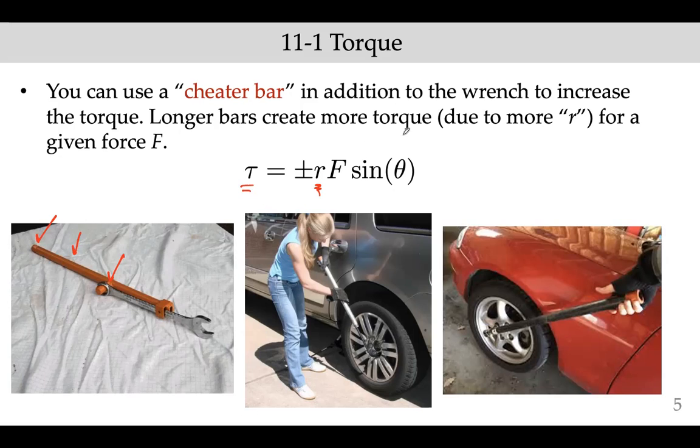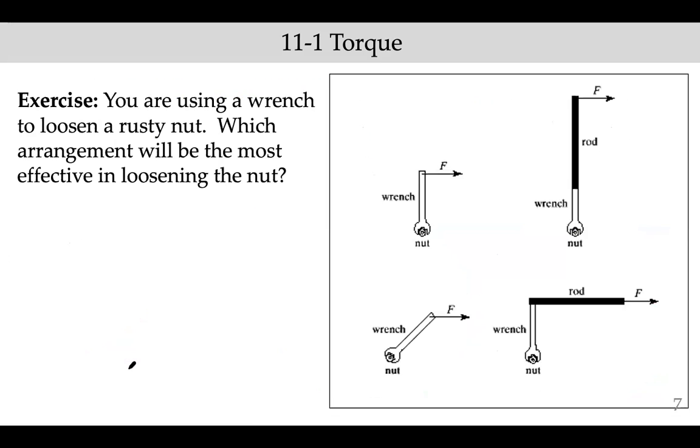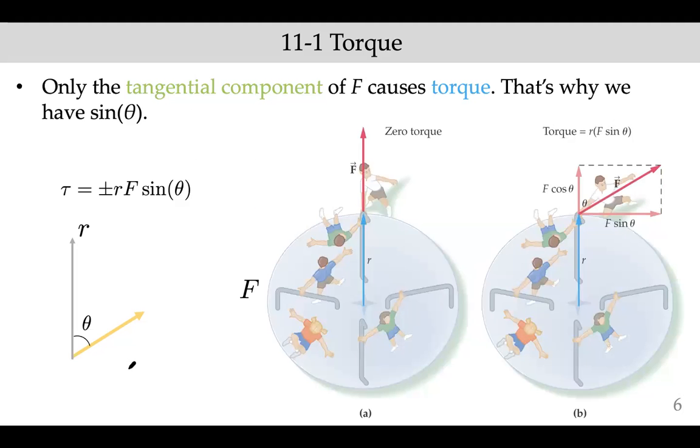Longer bars create more torque due to more distance for a given force. So it will be easier to, let's say, loosen the bolts here or here with a cheater bar than just by using the wrench itself. Only the tangential component of the force F causes torque. That's why we have a sine term in the definition of the torque.